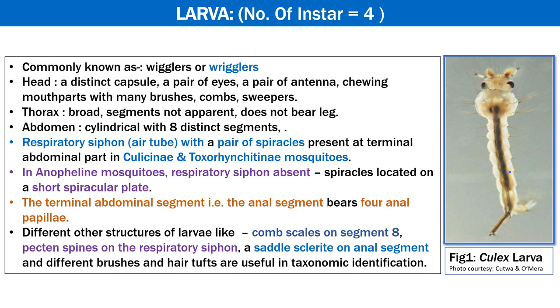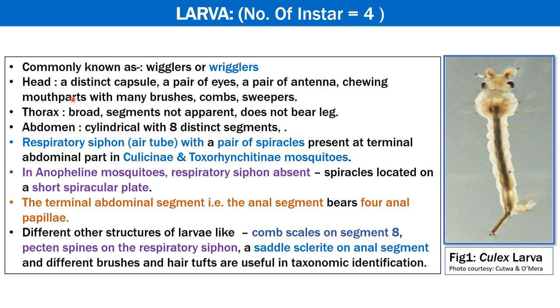Now coming to the next stage of the mosquito life cycle, that is the larval stage, which consists of 4 larval instars. Larvae are known as wigglers or wrigglers, as they wriggle or wiggle in water when disturbed or touched. Mosquito larvae can be distinguished from all other aquatic insects by mainly 2 characters. Number 1, they have no legs. Number 2, the thorax is wider than the head and abdomen.